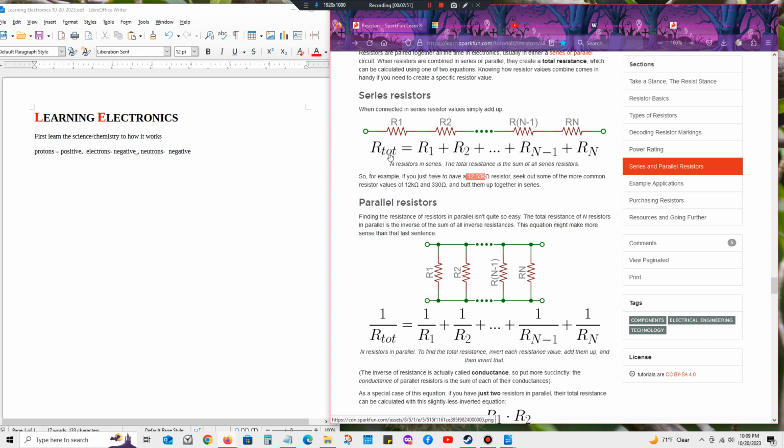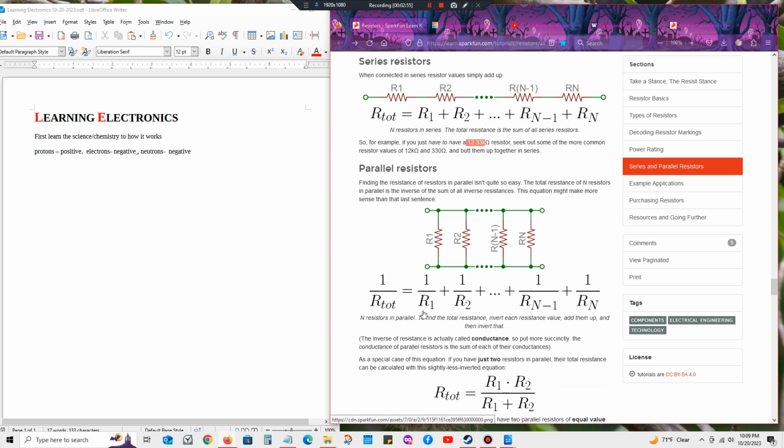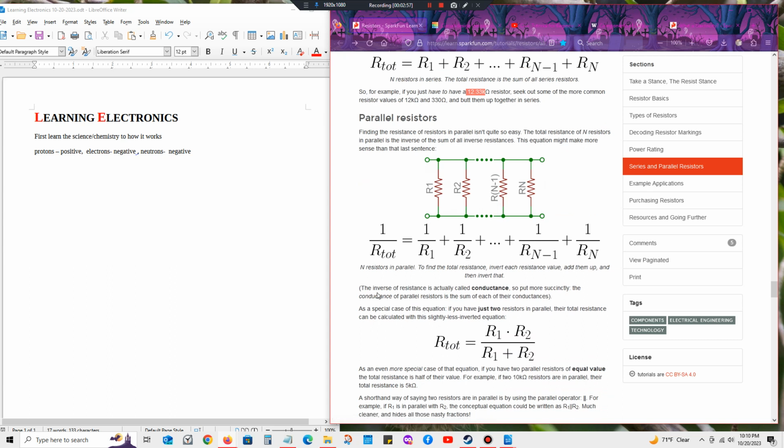This one's R total equals. It says the inverse of resistance is actually called conductance. So to put it more, I can't say that succinctly, the conductance of parallel resistors is the sum of each of their conductances. As a special case of this equation, if you have just two resistors in parallel, their total resistance can be calculated with the slightly less inverted equation.